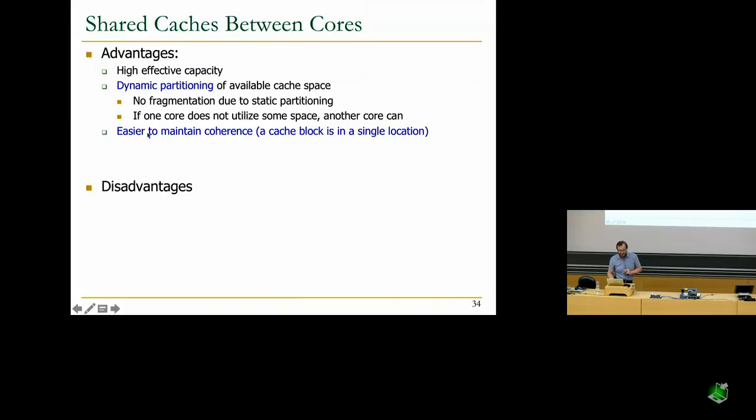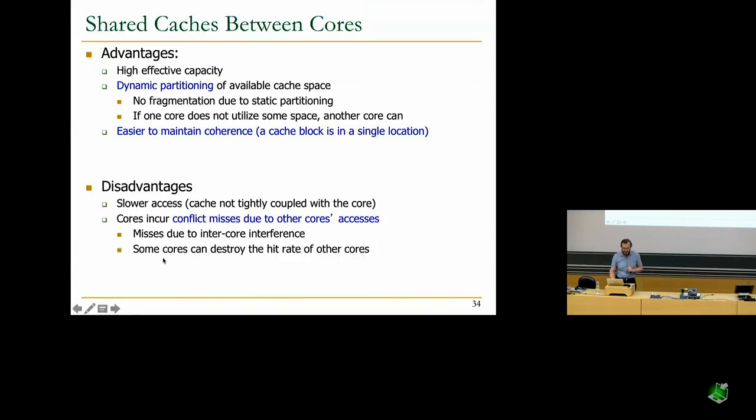Okay. And it's easier to maintain coherence because the cache block is in a single location. It's not replicated across caches. We've already discussed this briefly. I'll give you the concrete problem again. The disadvantage of a shared cache is it's slower. Basically, if you have a smaller cache that's dedicated to a core, it's faster because it's smaller, and it also doesn't need to connect to many, many cores, right? A shared cache is not tightly coupled with the core. As a result, it's slower, and it cannot be customized to the core also.